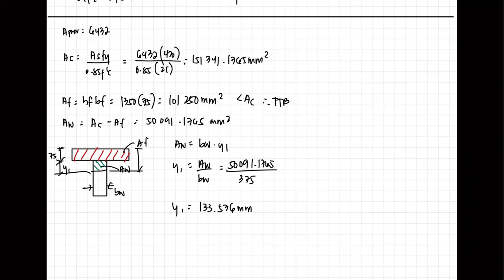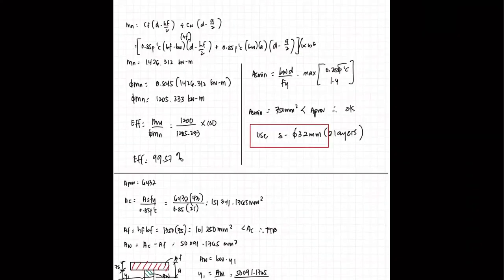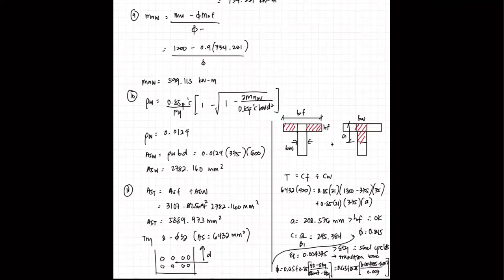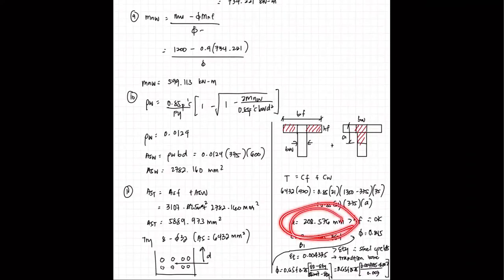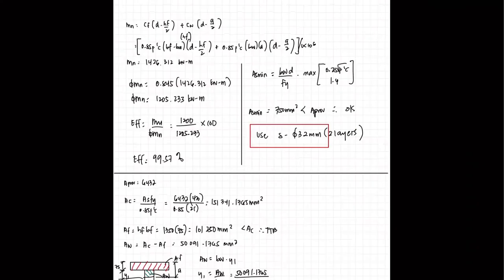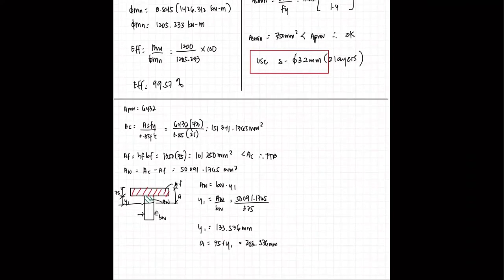So para makuha yung depth ng compression block, that is A. That is 75 plus Y1 is equals to 208.576 mm. Which is the same na nitong nasa taas. Nasa kabilang slide pala. So 208.576. So ibig sabihin pag chinek natin yung strain, same strain yung makukuha natin, 0.845. Okay? So lagay lang natin dito, strain is 0.845.